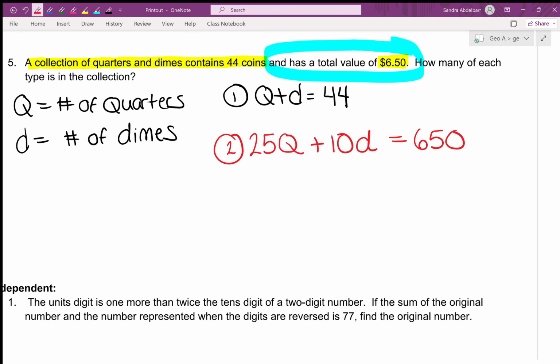All right, we have our two equations. Do you need to see me solve this? No. You should get 14 quarters and 30 dimes. You do not need to do the independent practice, but I will give you the answers for these in case you do want to do them.